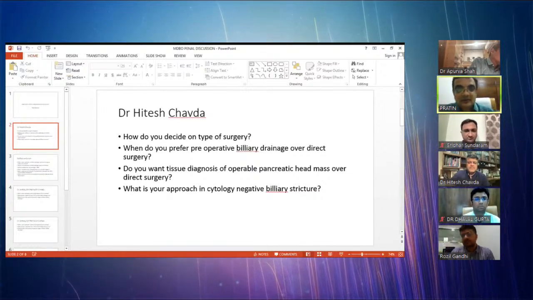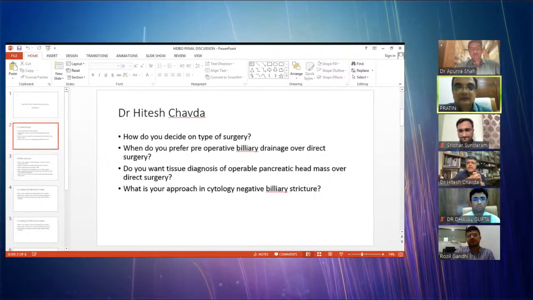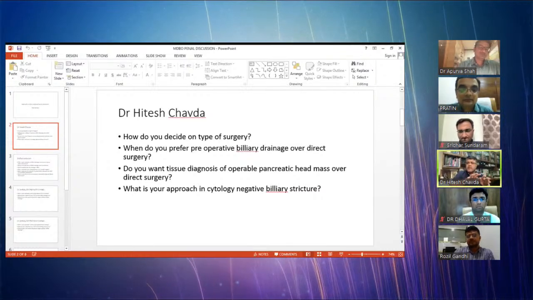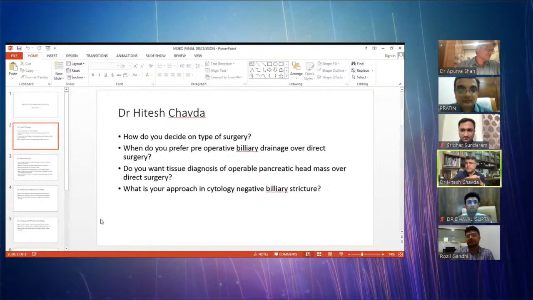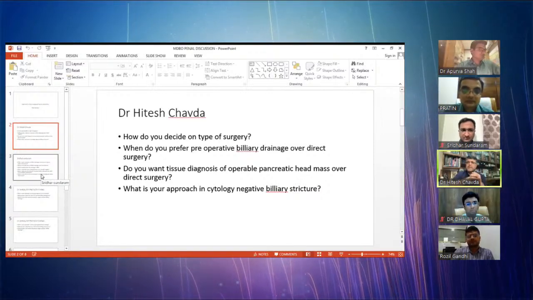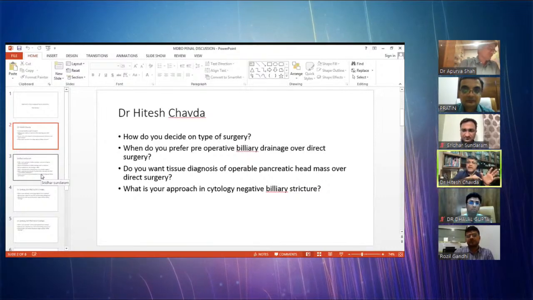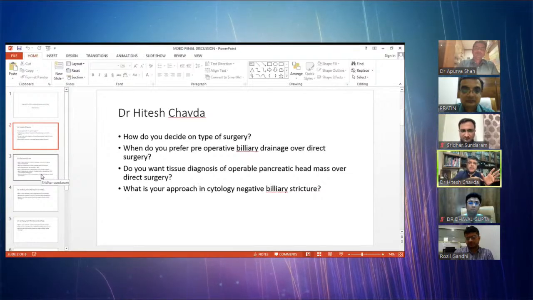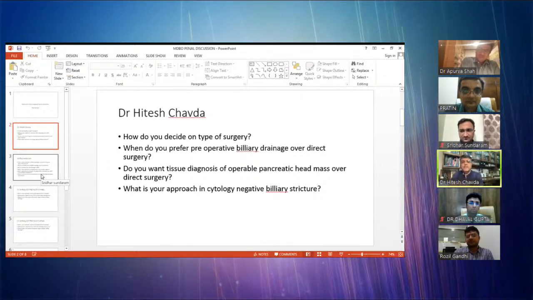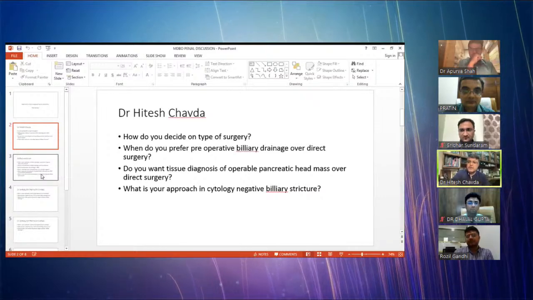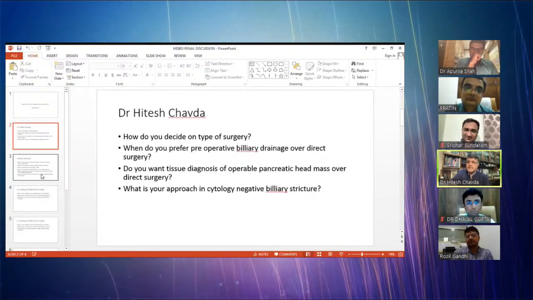Sir, this is a practical question. Do you want a tissue diagnosis of an operable pancreatic head mass over direct surgery? See, EUS is now available. So I would prefer if you can get a tissue diagnosis preoperatively. If there is a definitive mass, if you can take it, it is good. But even if you take it and the biopsy is negative, and if there is a high index of suspicion on imaging, then anyway these patients are going to have surgical resection. So we wish to have it preoperatively, but it is not possible every time.